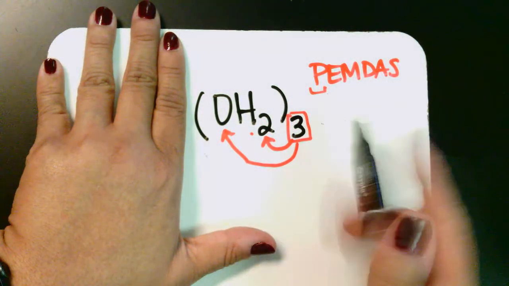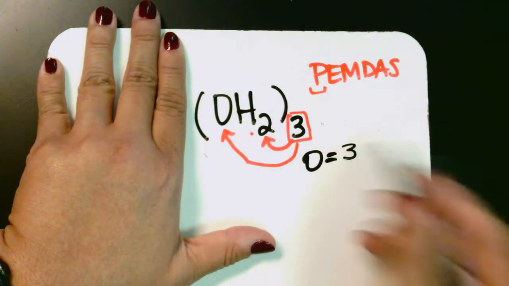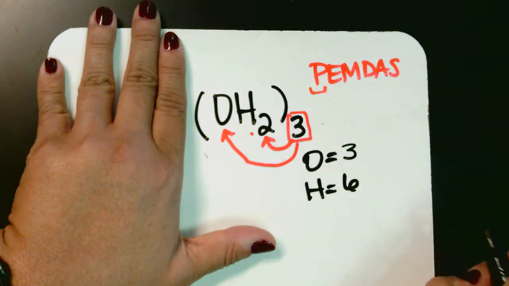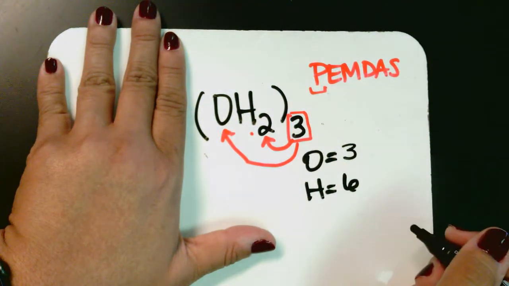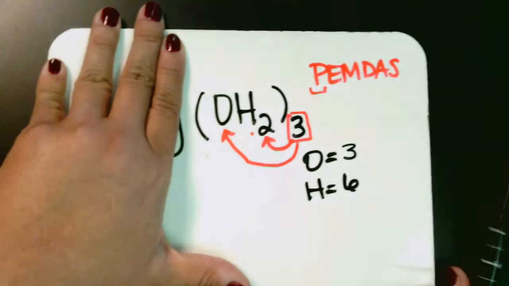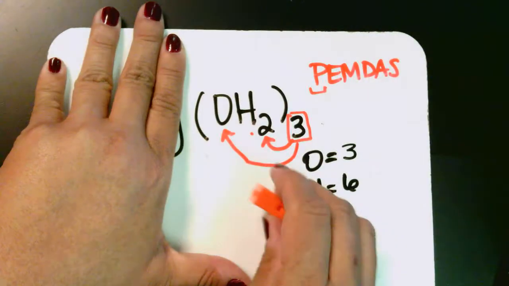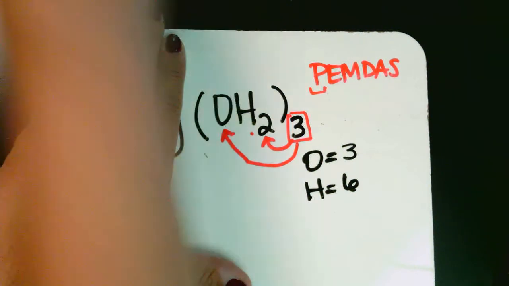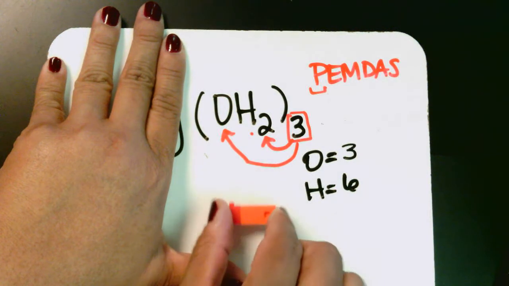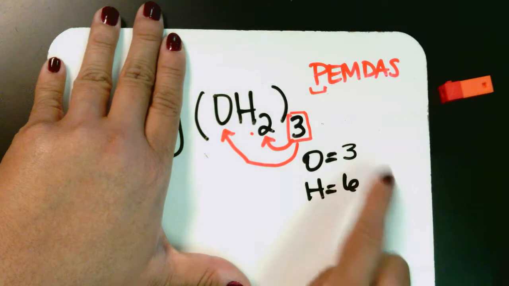So what that really means is 1 times 3 is 3 oxygens, and 2 times 3 is 6 hydrogens. That's what I have right now, if I count all of that out. Because OH2 is like this: OH2, except I have 1, 2, 3 copies of it. So it kind of makes sense when I think about what I have.